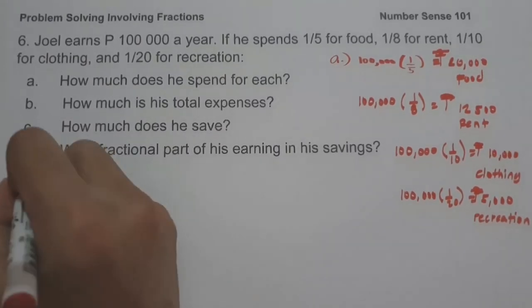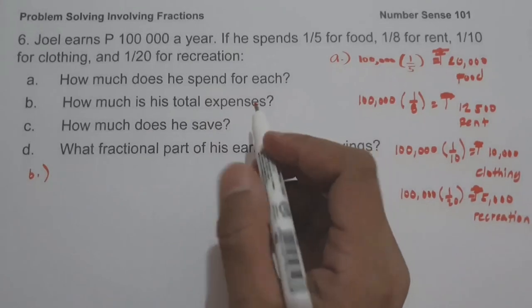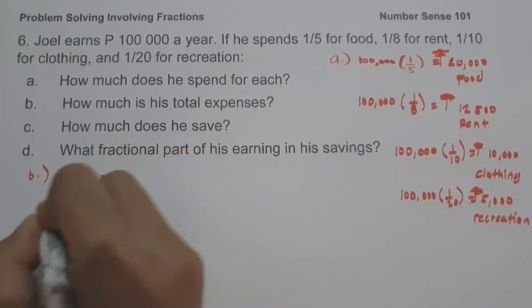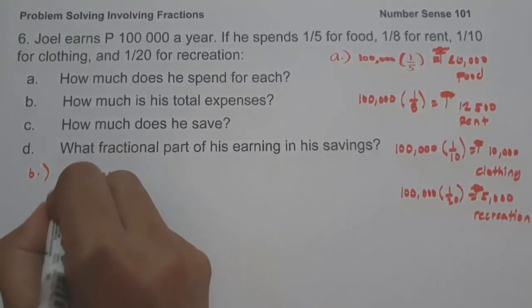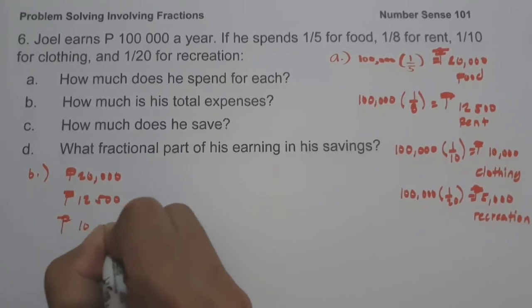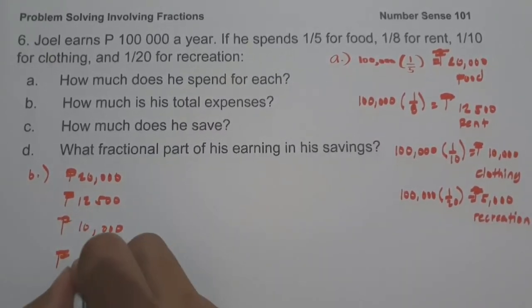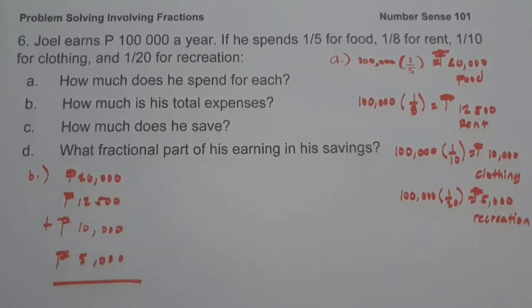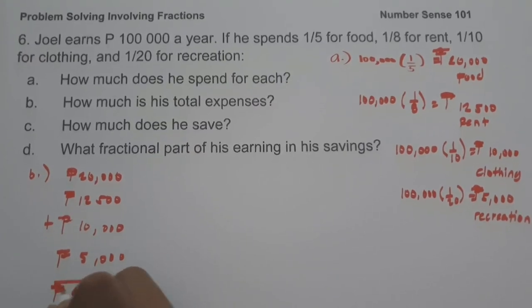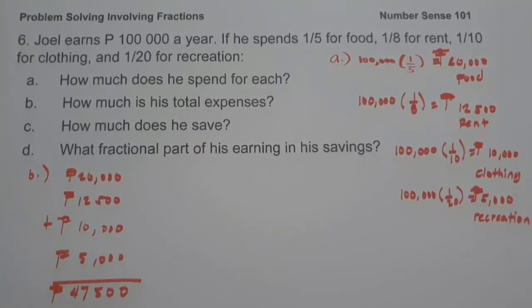And then on letter B, how much is his total expenses? So for food, that is 20,000. And then for rent, that is 12,500. And then for clothing, that is 10,000. And for recreation, that is 5,000. So if we are going to add this one, we are going to have 0, 0, and then 5. And then we are going to have 7, and then 4. So the total amount he spends for food, rent, clothing, and recreation, that is 47,500.